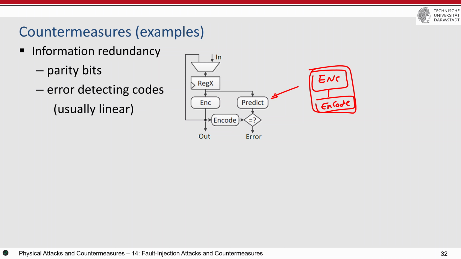And then you predict what should be the output of the encryption or this round function, and then you check whether the output is correct or not. And of course, this doesn't check everything. Yeah, just a small number of faults will be detected.